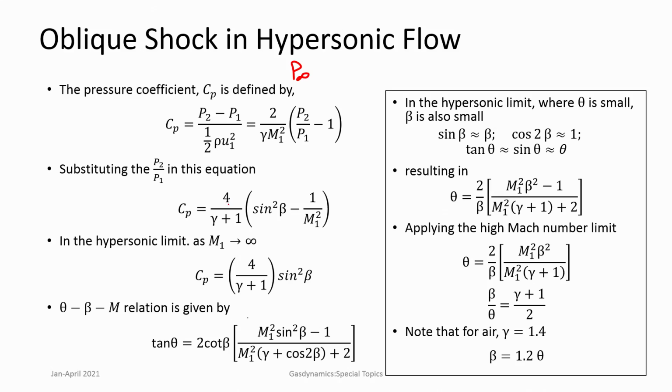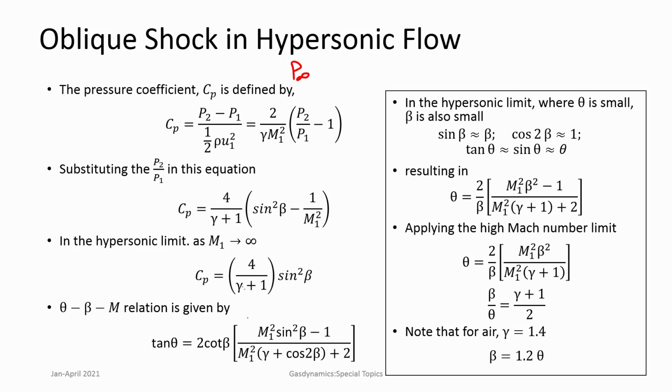Then we get the equation 4 by (gamma plus 1) times (sin square beta minus 1 by M square). As M goes to large values, this becomes 4 by (gamma plus 1) sin square beta. So again you can see that for the coefficient of pressure also, the explicit dependence on Mach number is removed here.